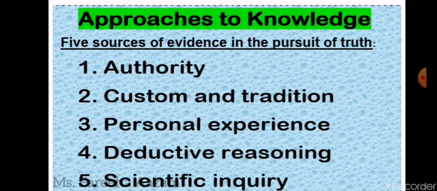Approaches to knowledge. Here are 5 sources of evidence in the pursuit of the truth. When you are going to find out the truth, these are the 5 sources. First of all is authority. Number 2 is custom and tradition. Number 3 is personal experience. Number 4 is deductive reasoning. And number 5 is scientific inquiry.